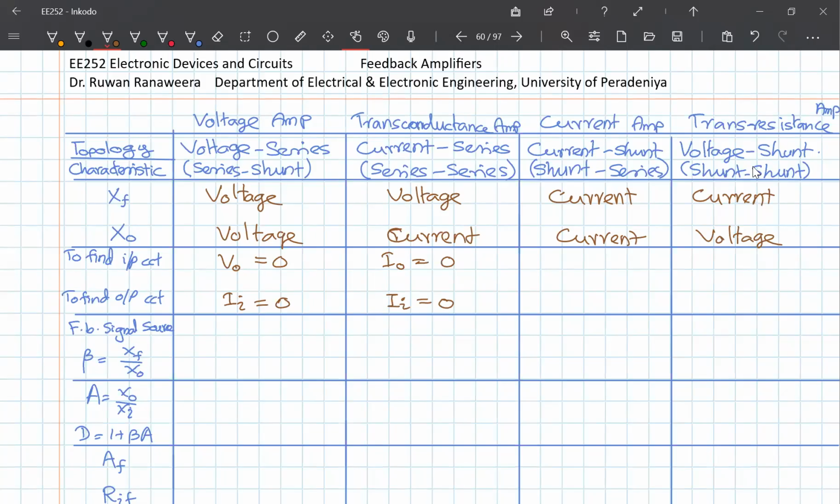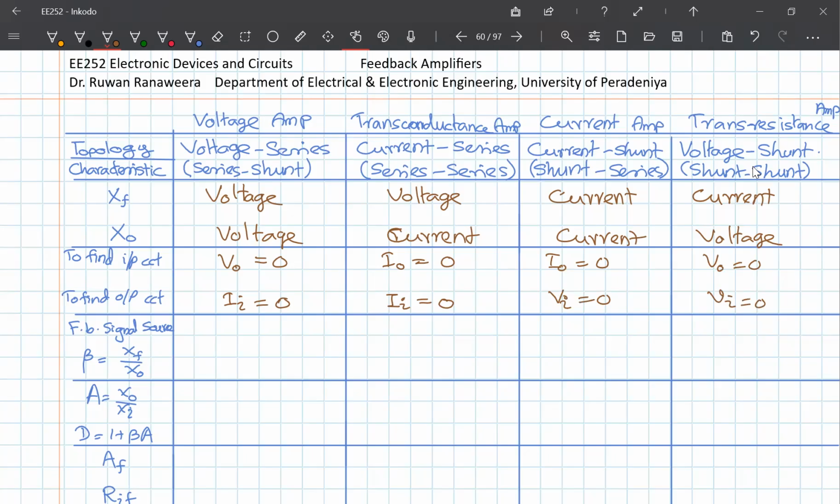Since the output is a current, you set output to 0 for current amplifier. Since input is a current, we set the voltage to 0. That means you short circuit the input. Okay, and for voltage shunt, transresistance amplifier, output is a voltage, so therefore we set the voltage to 0. Input is a current, so we short circuit the input. Okay, Vi is equal to 0.